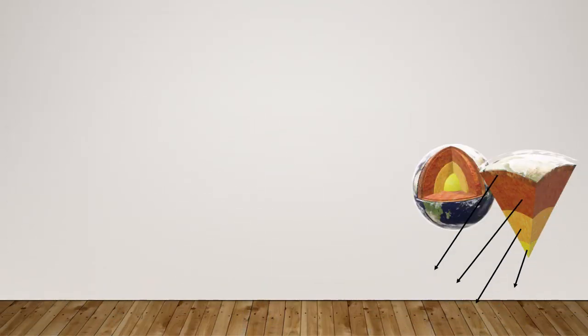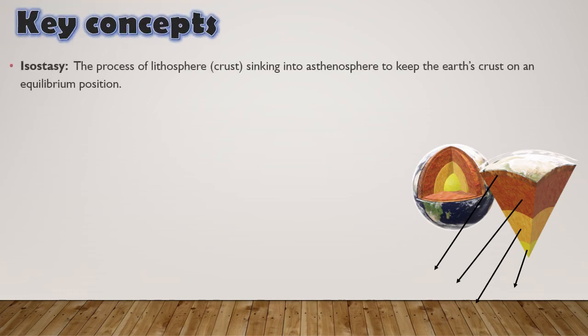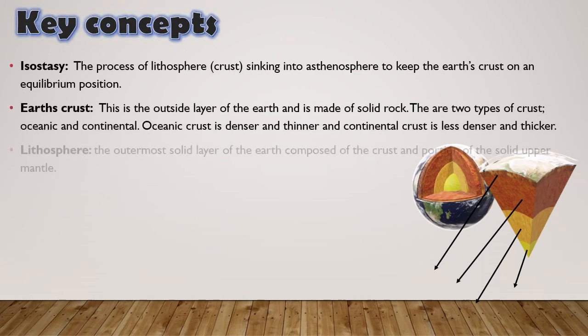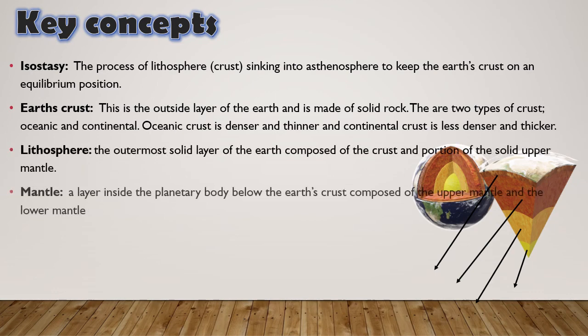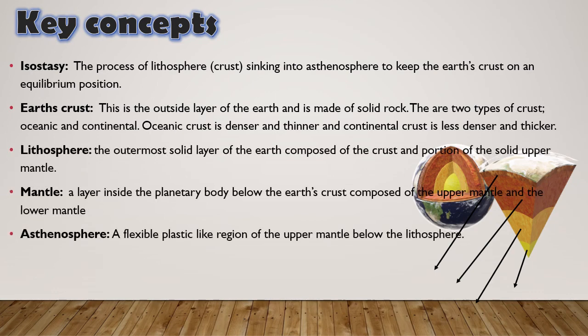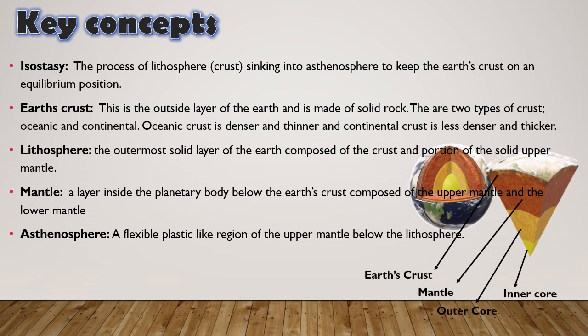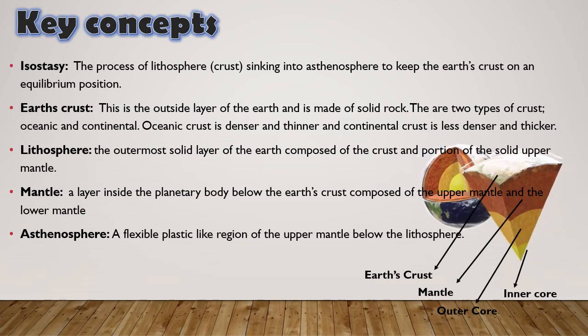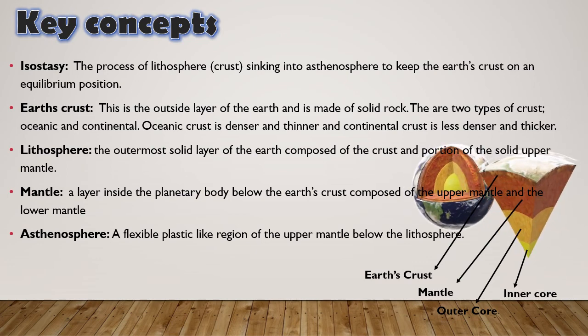Very important key concepts when discussing the principle of isostasy. Isostasy: the process of lithosphere crust sinking into the asthenosphere to keep the Earth's crust in an equilibrium position. Earth's crust: this is the outside layer of the Earth and is made of solid rock. There are two types of crust, oceanic and continental. Oceanic crust is denser and thinner, and continental crust is less dense and thicker.